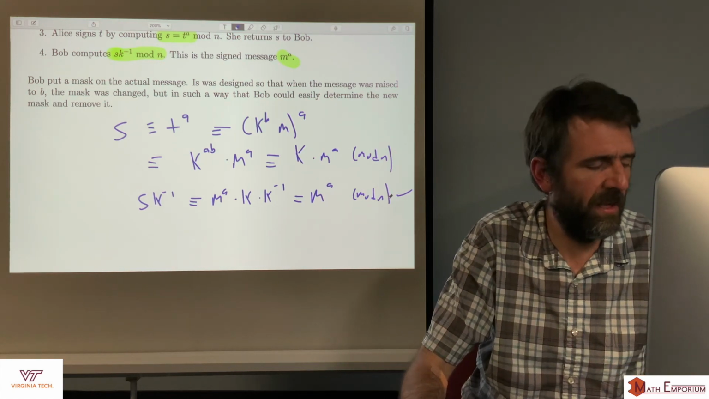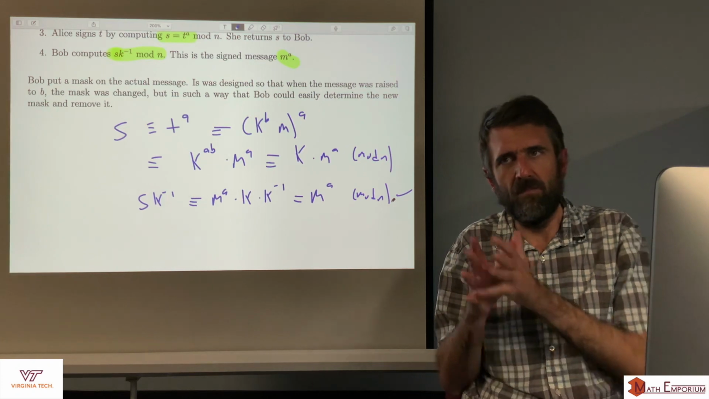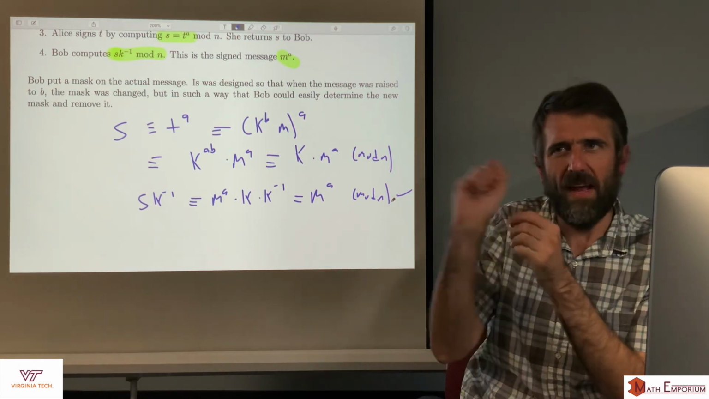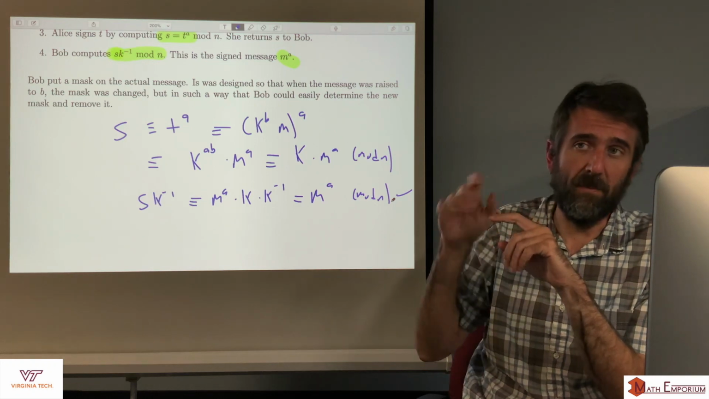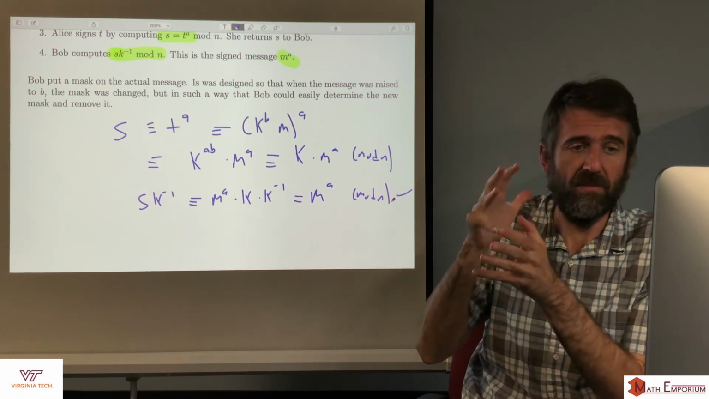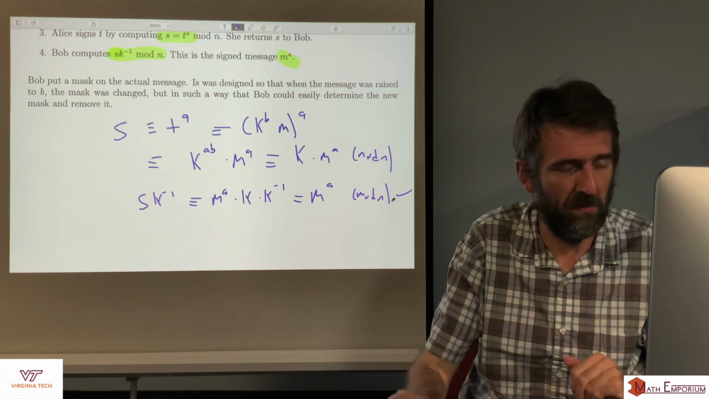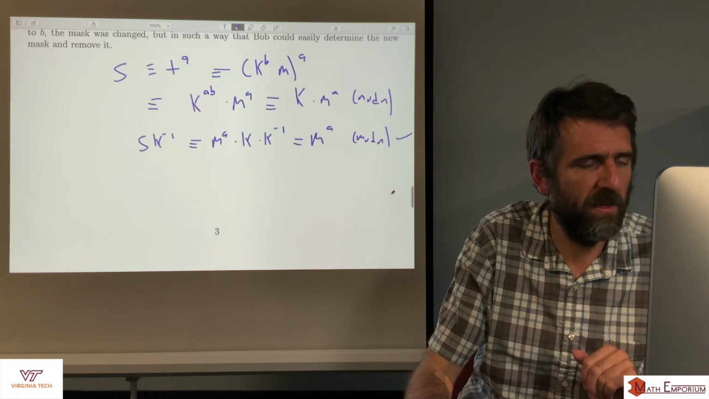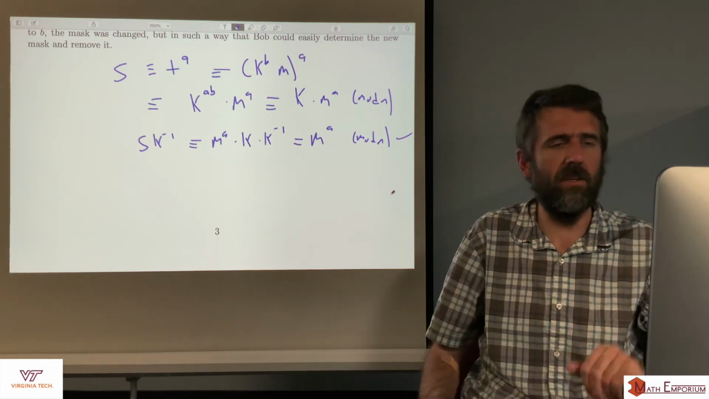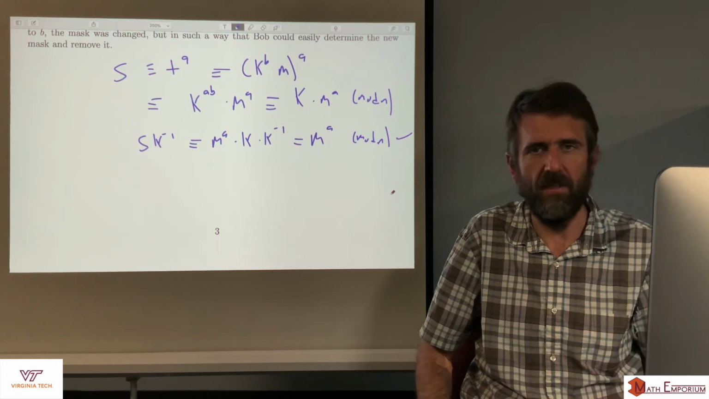Essentially, we designed this so that we pick the right thing to multiply the original message by, so that when Alice raised it to her power, we were left with just this easily removable mask. All right, so that's RSA signatures. So next time we'll look at a few other signature schemes that are going to be based on the discrete log problem.